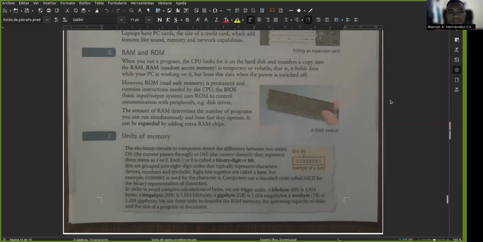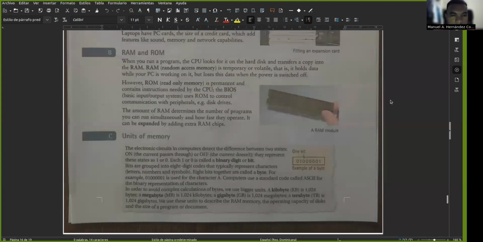The BIOS, basic input-output system, uses ROM to control communication with peripherals. Examples, disk drives. The amount of RAM determines the number of programs you can run simultaneously and how fast they operate. It can be expanded by adding extra RAM chips.